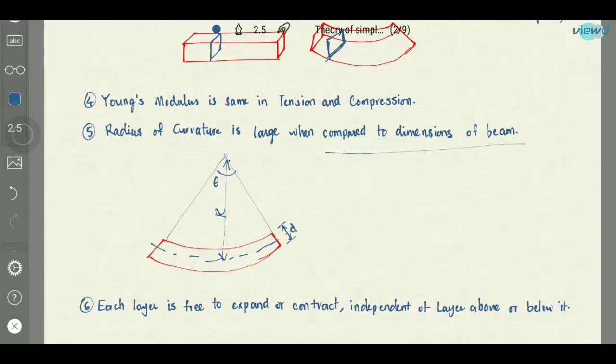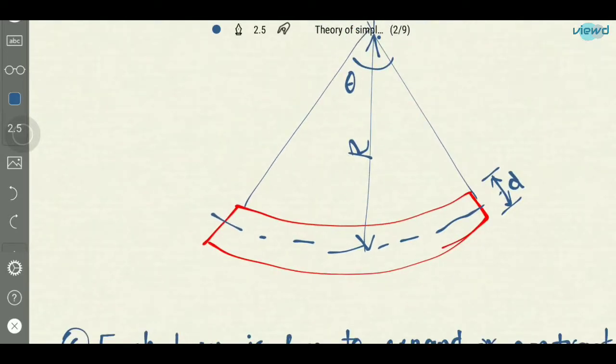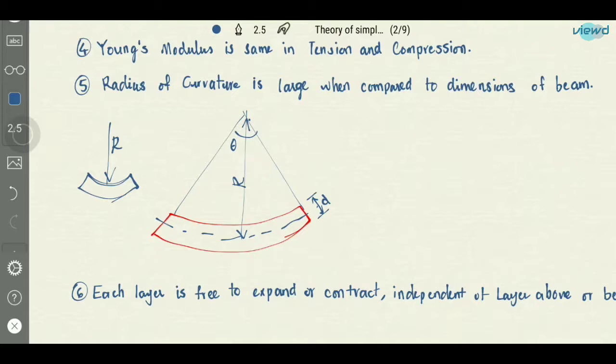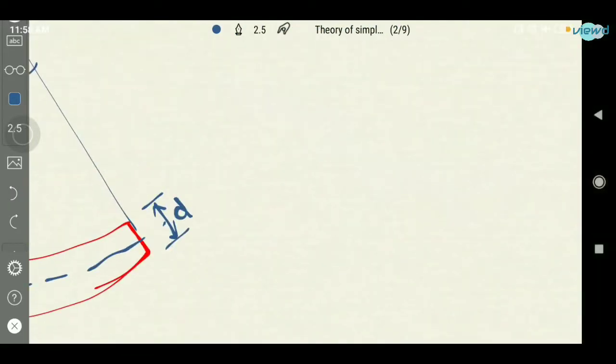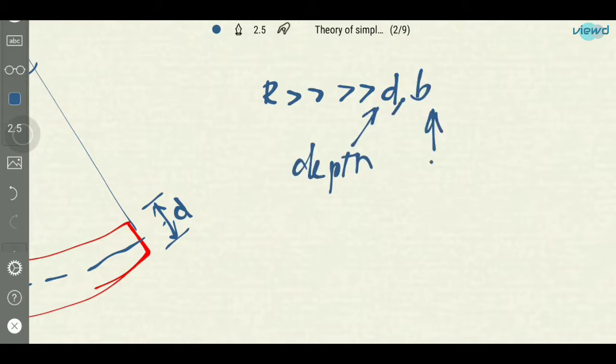And radius of curvature is large when compared to the dimensions of the beam. So what does it mean? The beam bent is not, when we compare the dimensions of the beam, the radius with which it is bent is very high when compared to these dimensions. So if we say the radius of curvature is r, and the dimensions of the beam are d is the depth and b is the width. In 3D the width will be present. So we can write like this: the radius of curvature is very large when compared to depth and width. d is depth and b is width.